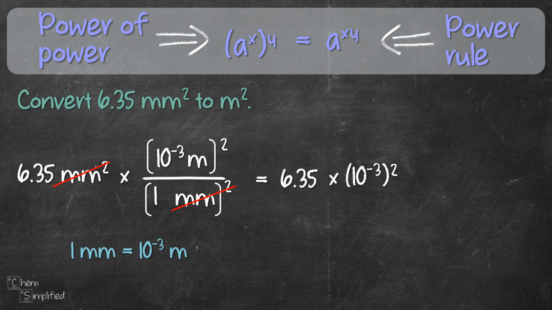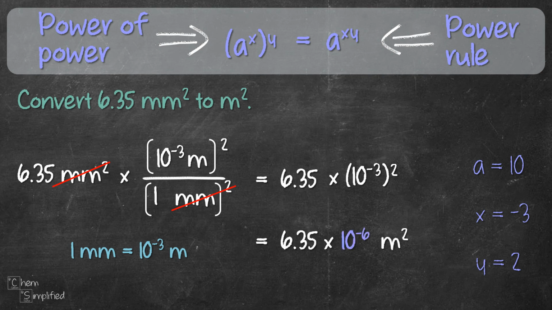We have 6.35 times 10 to the power of negative 3 raised to the power of 2. The base here a is 10, exponent x is negative 3, and the power y is 2. We apply the power rule by multiplying the exponent, negative 3 times 2, and we get 6.35 times 10 to the power of negative 6 meter square.